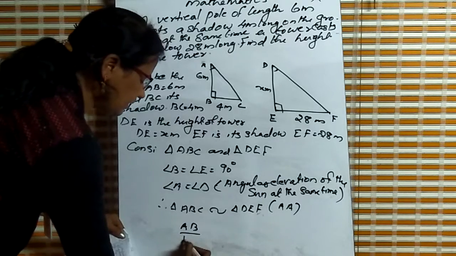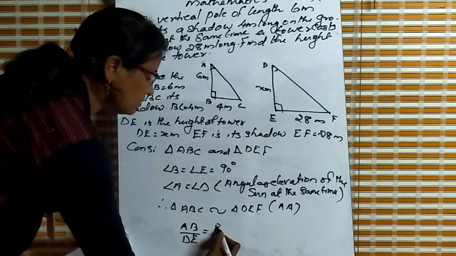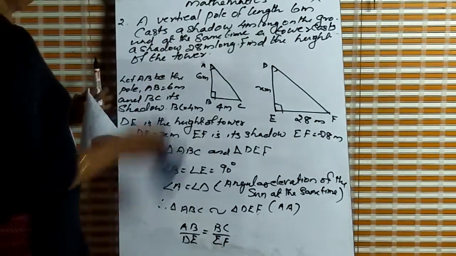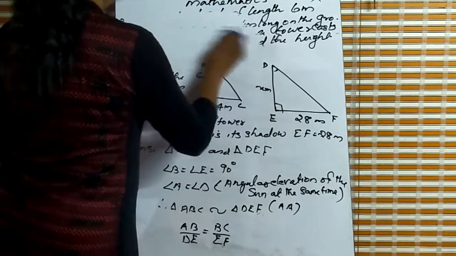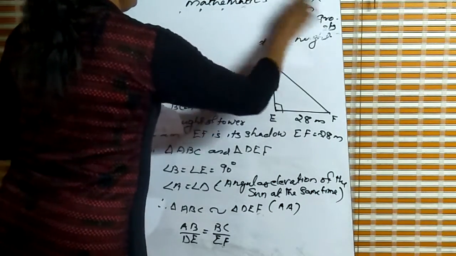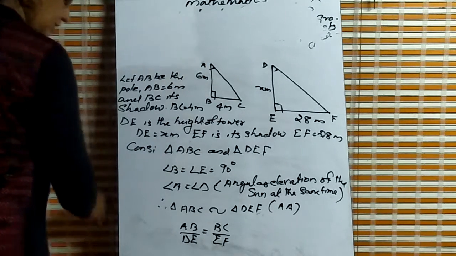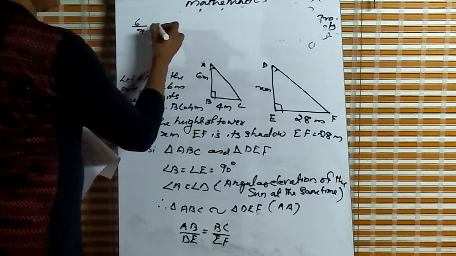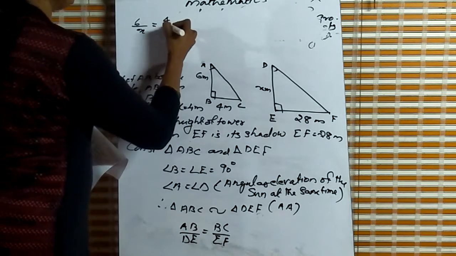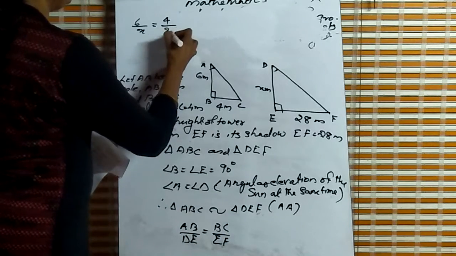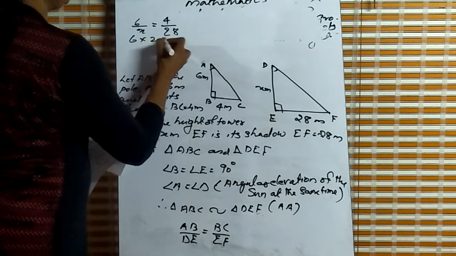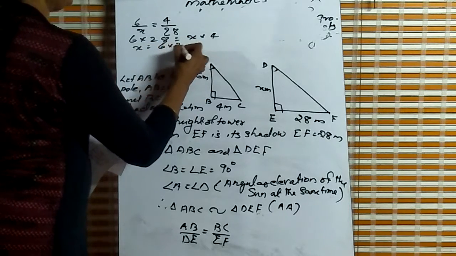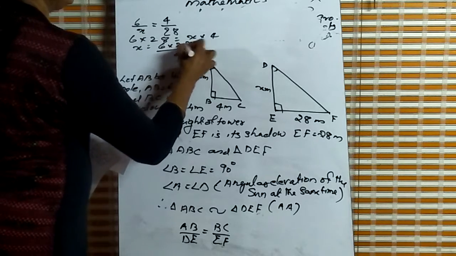AB by DE is equal to BC by EF. Substitute the values. What is AB? AB is equal to 6. AB by DE, 6 by X is equal to BC, 4 divided by EF, 28. Cross multiplication, 6 into 28 is equal to X into 4. X is equal to 6 into 28 divided by 4 is equal to 7.